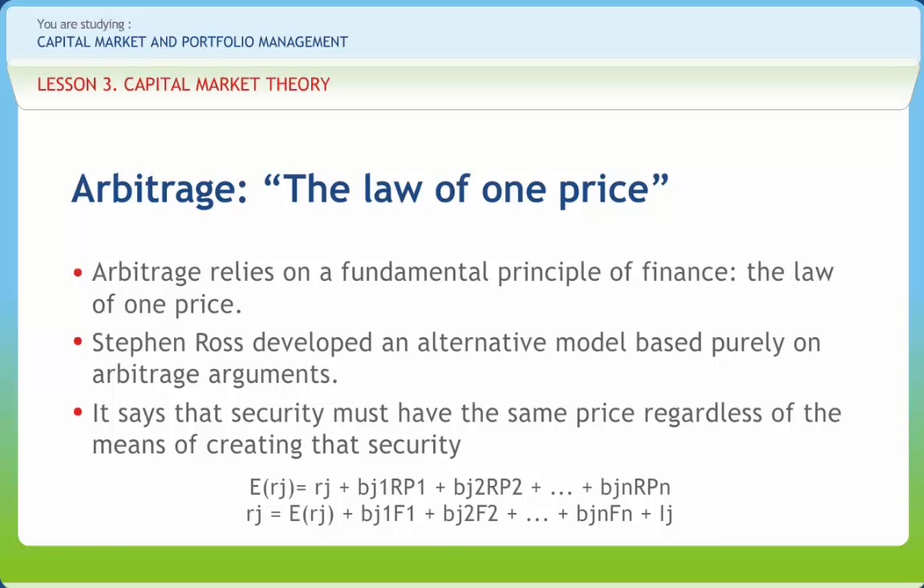E(Rj) equals Rf plus Bj1 times RP1 plus Bj2 times RP2 plus Bjn times RPn. Rj equals E(Rj) plus Bj1 times F1 plus Bj2 times F2 plus Bjn times Fn plus Ej, where E(Rj) is the risky asset's expected return, RPk is the risk premium of the factor, Rf is the risk-free rate, Fk is the macroeconomic factor, Bjk is the sensitivity of the asset to factor k, also called factor loading, and Ej is the risky asset's idiosyncratic random shock with mean zero.